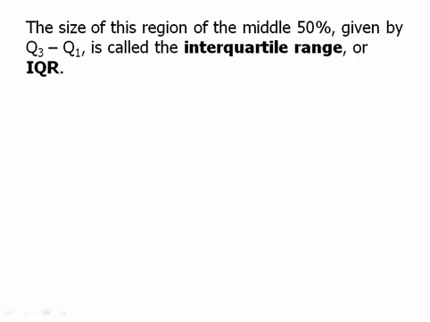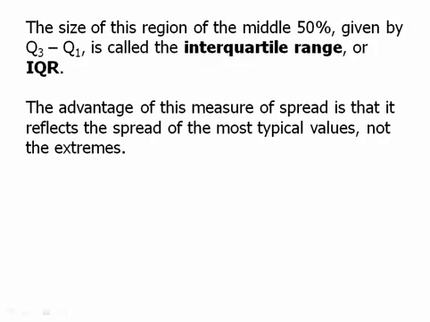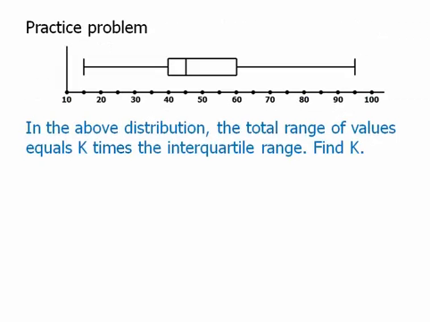The size of this region, the size of the middle 50%, given by Q3 minus Q1, is called the interquartile range, or the IQR. So that is the range of the middle 50% of the data. It's also the horizontal length of the box in a box plot. The advantage of this measure of spread is that it reflects the spread of the most typical values, not the extremes.